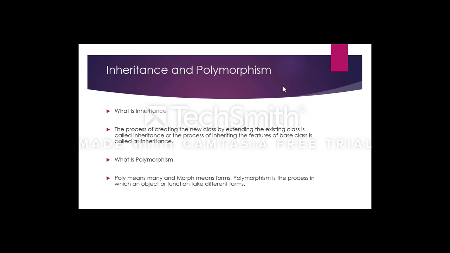The next concepts are inheritance and polymorphism, which are related to a higher level of programming. Inheritance is the process of creating a new class by extending an existing class, and polymorphism is the process when an object or function takes different forms. We don't explain them further because we don't use them in our class.